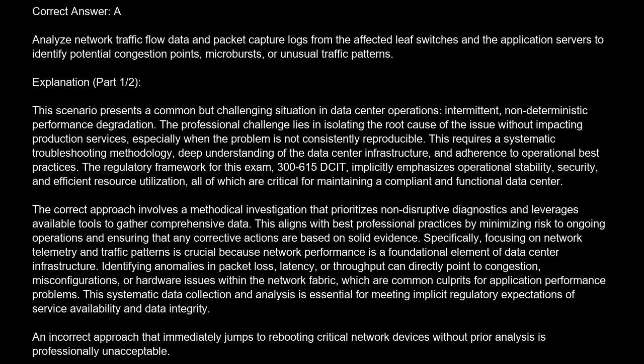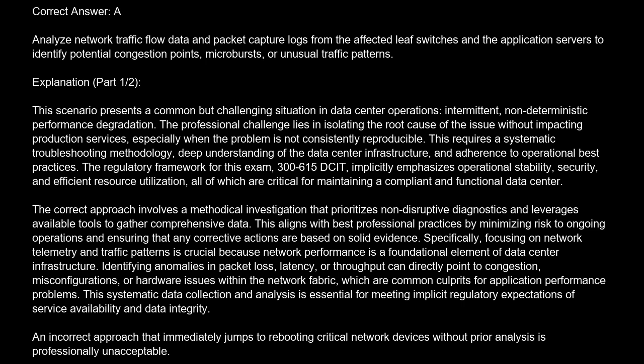Intermittent, non-deterministic performance degradation. The professional challenge lies in isolating the root cause of the issue without impacting production services, especially when the problem is not consistently reproducible. This requires a systematic troubleshooting methodology, deep understanding of the data center infrastructure, and adherence to operational best practices.